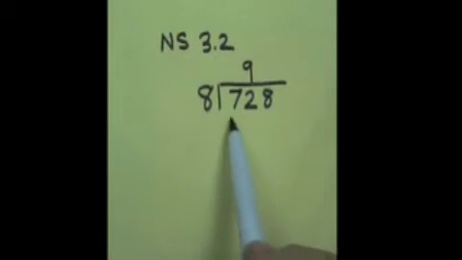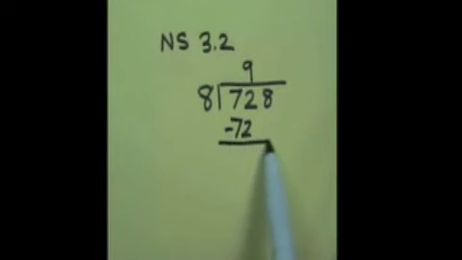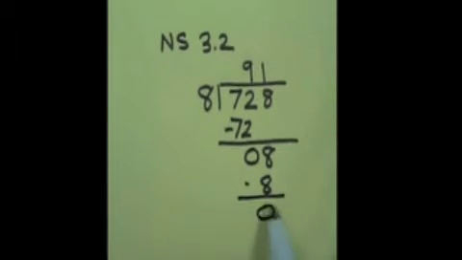Nine times 8 is 72. We're ready to subtract. We get 0. Bring down the 8. How many times does 8 go into 8? 1 time. 1 times 8 is 8. Subtract. Get a 0. No remainders. The answer is 91.